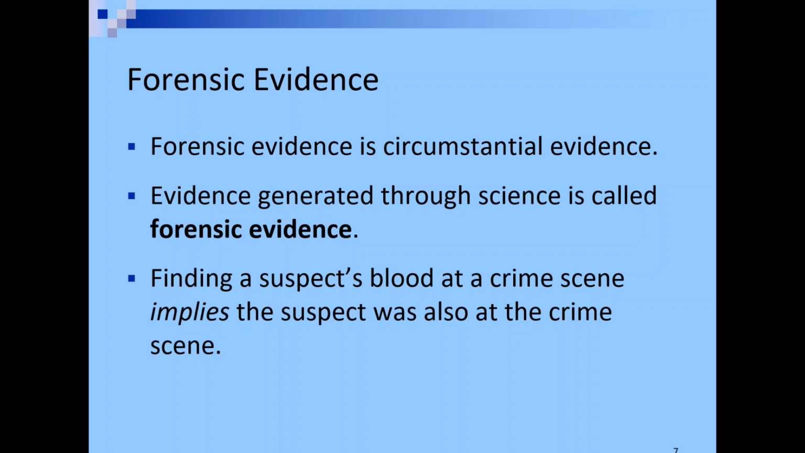Like that last bullet there, even finding a suspect's blood at the crime scene only implies the suspect was at the crime scene. Right? It could be that somebody took the suspect's blood and planted it at the crime scene. And this goes back to our testimony assignment: the forensic scientist just gives facts and information and helps draw conclusions for the jury, but it's really up to the jury to make that final decision.